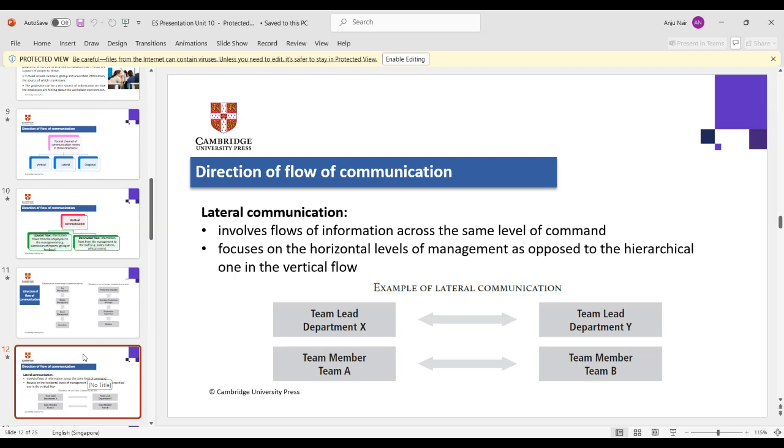The focus is on the horizontal levels of management as opposed to the hierarchical one. Hierarchical means it is always from bottom to top, as well as from top to bottom. But this one is lateral, across the management, or horizontal, we can call it. So a team lead from one department to another department, team member A to team member B from another department.